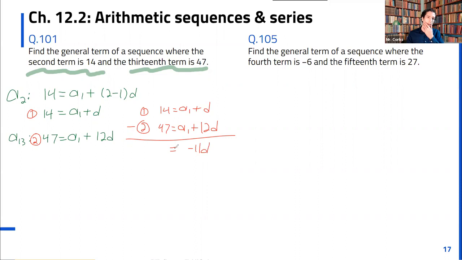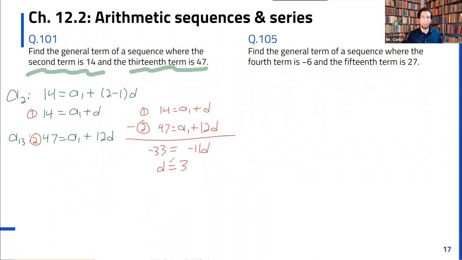What are we going to get on the left here? Negative 33. Right, negative 33, negative 11, and that's just turning into positive 3. Okay, there's our d value. What are we going to do with this? We can find A1 using that. Okay, so we have 2 equations and we found one of the unknowns.